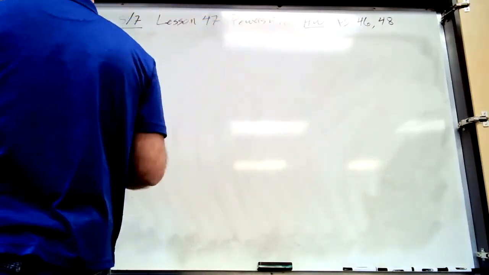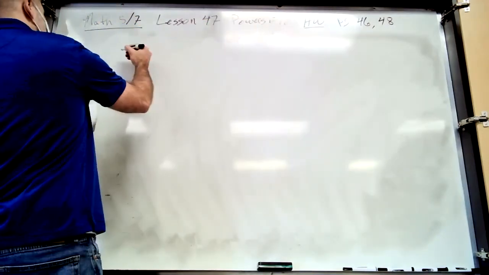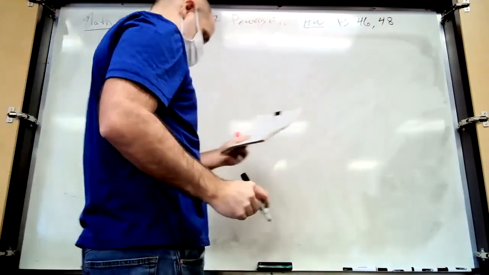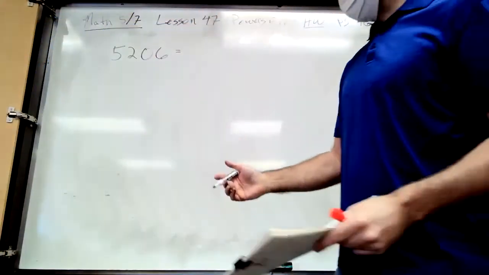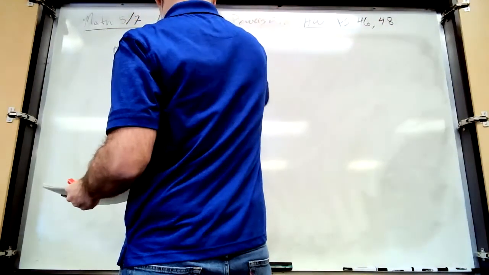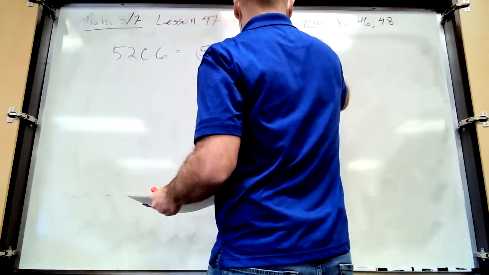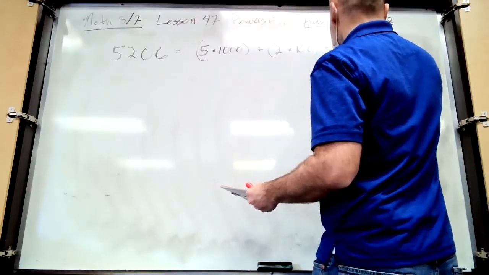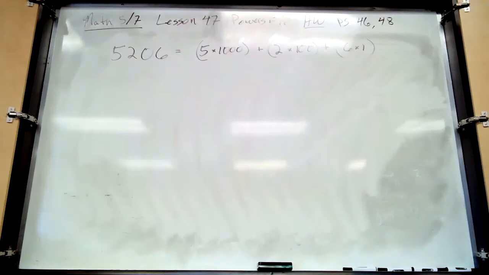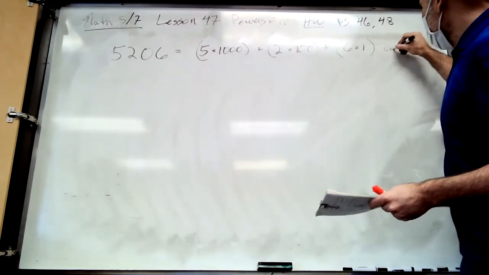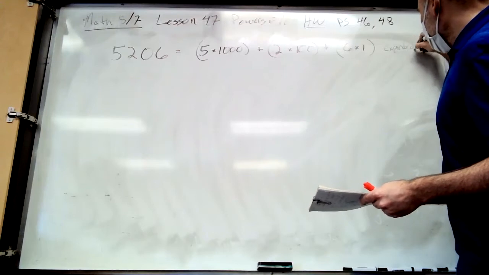Okay, do you guys remember when we did 5,206 and we wrote it in place value notation and exponential notation? This is 5 times 1,000, plus 2 times 100, plus 6 times 1, because there are no tens. Remember doing that? Okay, this was called expanded notation. Now we're going to write it in exponential notation.